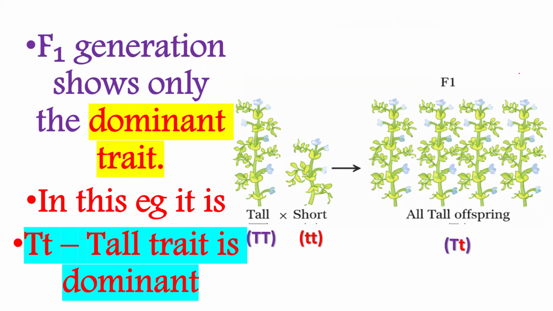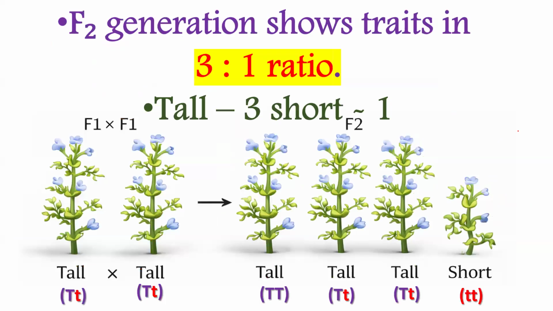The small t will be expressed only when both alleles are the same. But when there is a dominant one, it is always expressed. In this case, capital T is the dominant trait. So the F1 generation shows only the dominant trait. And what is the dominant trait here? It is tall. The tall trait is dominant.